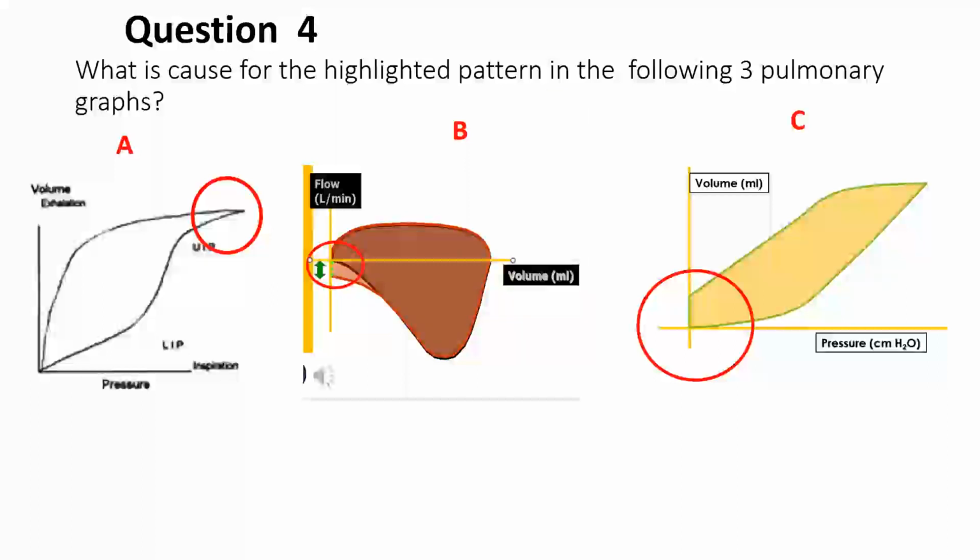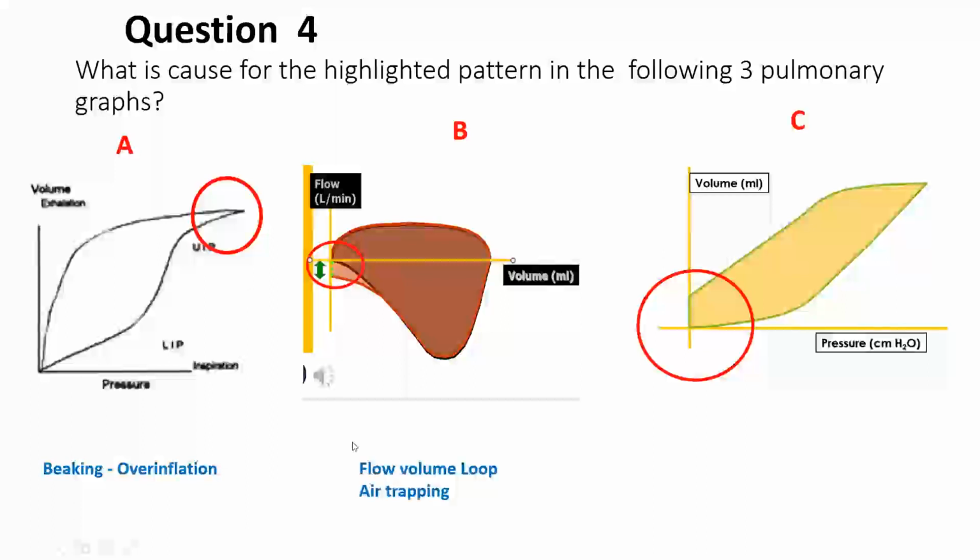Okay, let's go to the answers. So for A, it is beaking or overinflation. So you can see that you are increasing PIP, but the volume doesn't increase. This is the pressure volume curve loop. If you increase pressure and the volume doesn't increase, there will be a beaking. So that is a sign of overinflation. So you can't increase pressure on that.